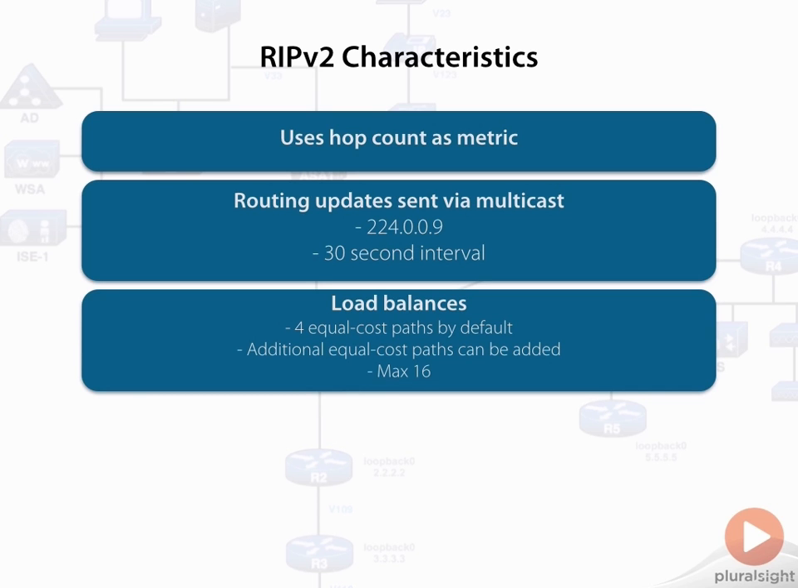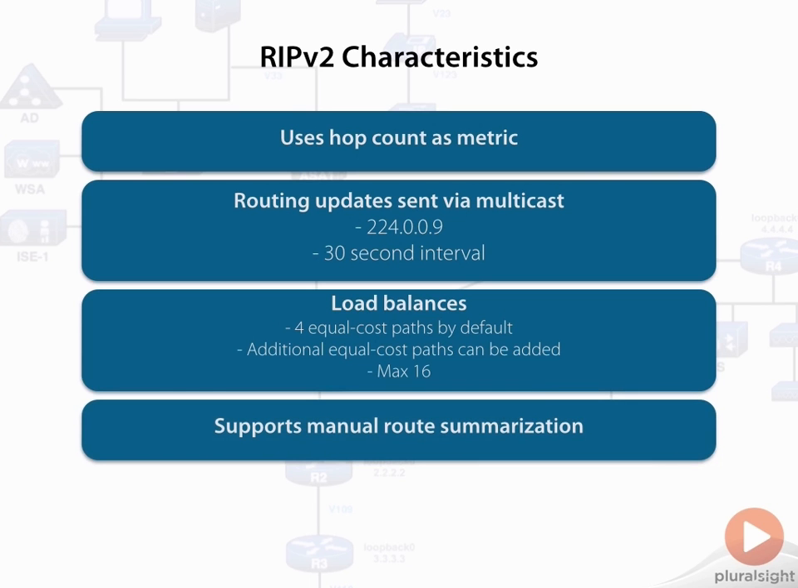Now also, RIP version 2 does allow us to load balance on 4 equal cost paths by default. Now we can add additional equal cost paths to our topology, and RIP, as long as they're equal cost, will load balance across a maximum of 16 paths. But that's not going to be out of the box. We're going to have to go in and do some modification there.